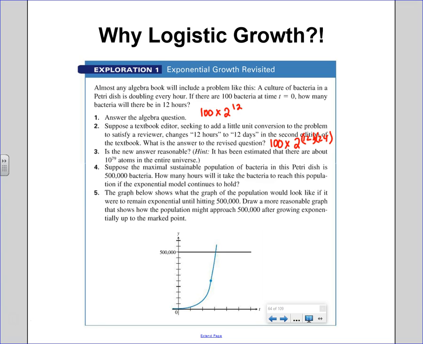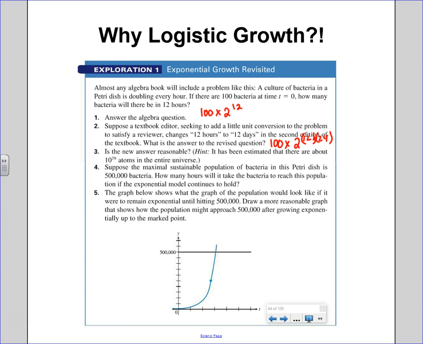Is the new answer reasonable? Plug it in your calculator. The culture of bacteria is doubling every hour. Somebody's like, well, that's too easy, 12 hours. Let's make it 12 days. You're like, okay, naturally then, 100 times 2 to the power of 12 times 24. Whoa, that's a lot of bacteria.